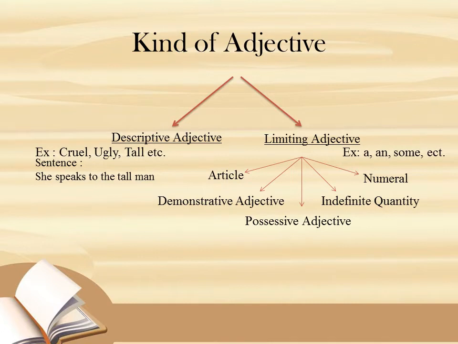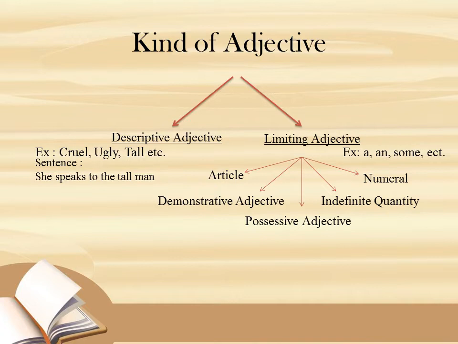Okay, next we continue to learn about kinds of adjectives. Commonly, there are two kinds of adjectives. The first is descriptive adjective and the second is limiting adjective. A descriptive adjective is an adjective that modifies a noun or pronoun by describing it or expressing its quality, such as cruel, ugly, beautiful, tall, etc. For example, the sentence: She speaks to the tall man. Tall in the sentence is an adjective, modifying man.